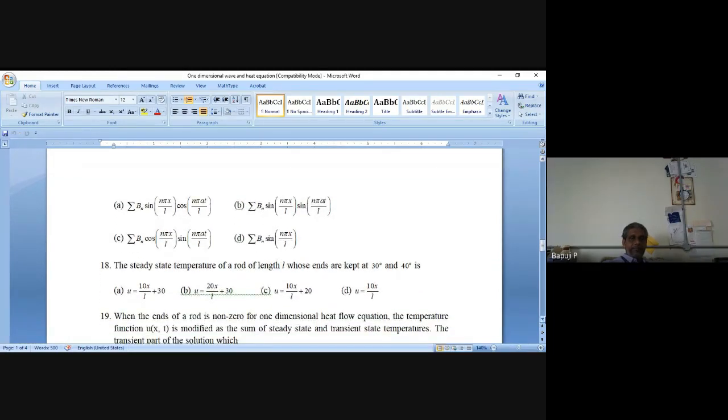The steady state temperature of a rod of length L whose ends are kept at 30 degrees and 40 degrees. Then find the answer. So what is it telling? U of 0 comma t is equal to 30. U of L comma t is equal to 40. The steady state solution is U is equal to AX plus B. Substitute and tell me what value you get. Solve.